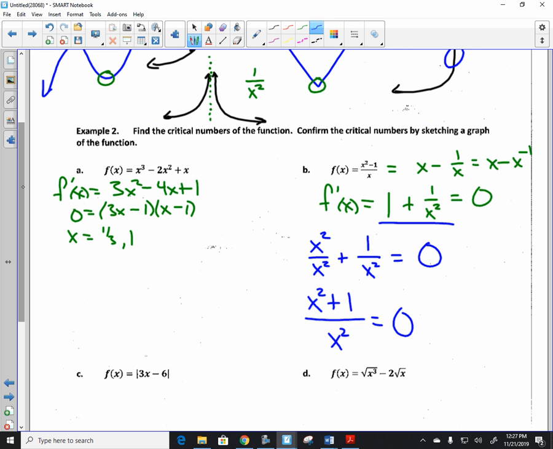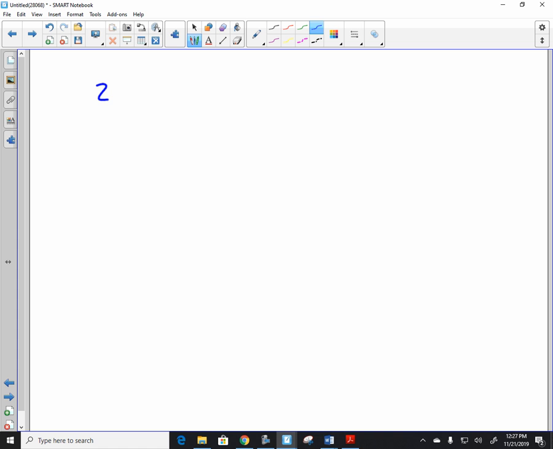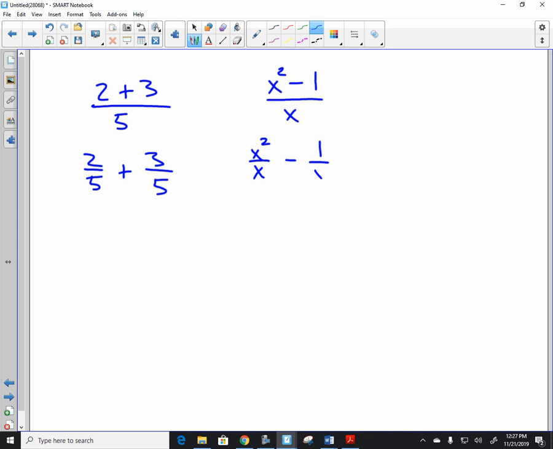Okay, we'll try again. So if I have 2 plus 3 over 5, does everybody agree that that's the same as 2/5 plus 3/5? So we had x squared minus 1 over x, agreed? So x squared over x minus 1 over x, that's x minus 1 over x. Sorry for doing that too quickly.